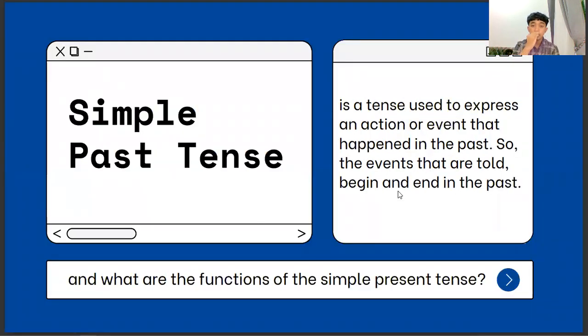And the last is simple past tense. Simple past tense is used to express an action or event that happened in the past. So the events that are told begin and end in the past.